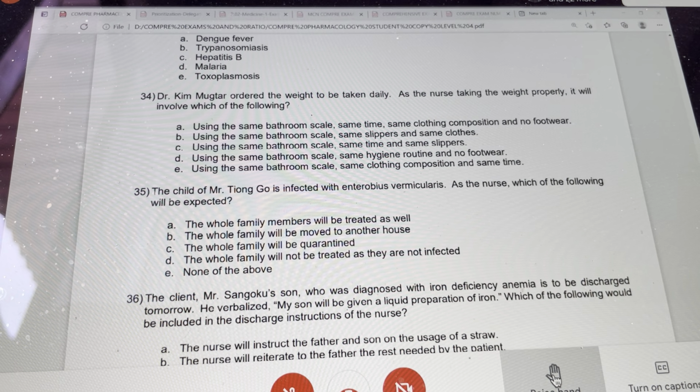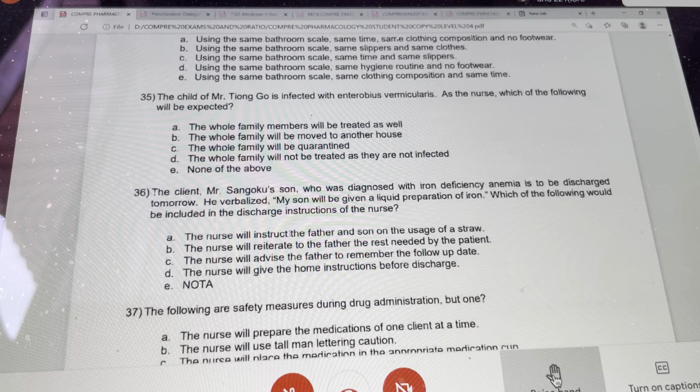Again, you have to submit yourselves to treatment, all of you, because you are suspects of pinworm infestation. Is there medicine for that? Of course, we have antiparasitic medications, and that will be prescribed to you. Next, that's number 35. Next, we proceed to 36.